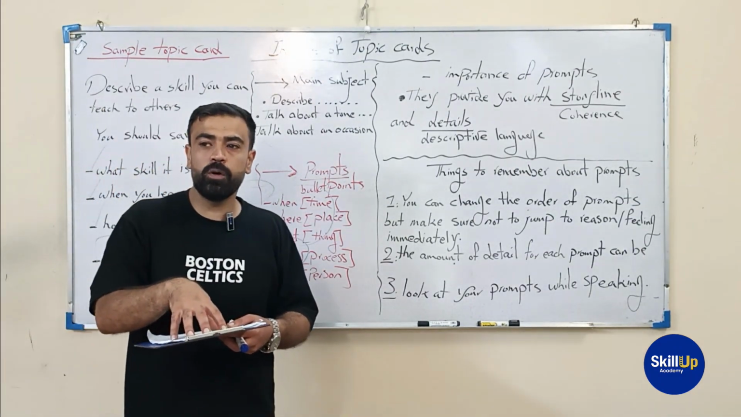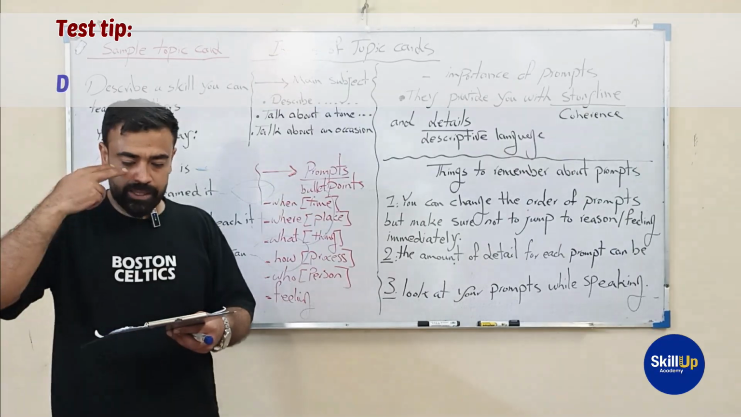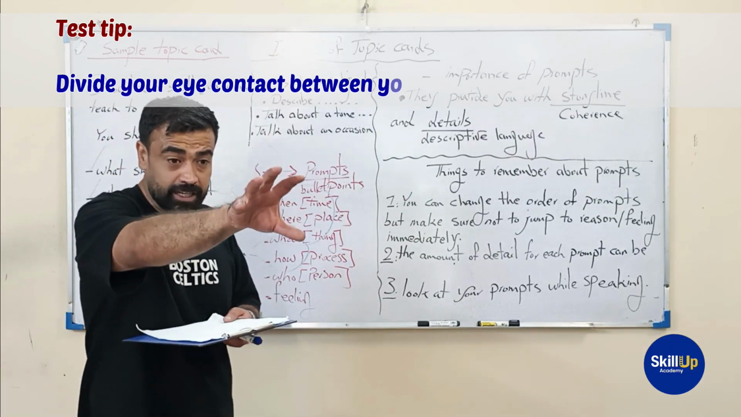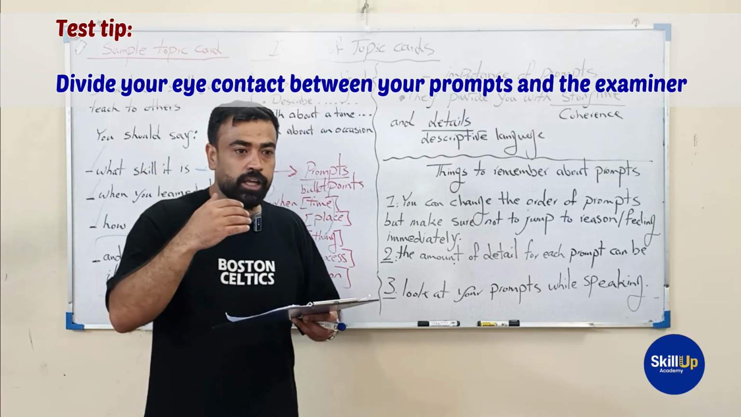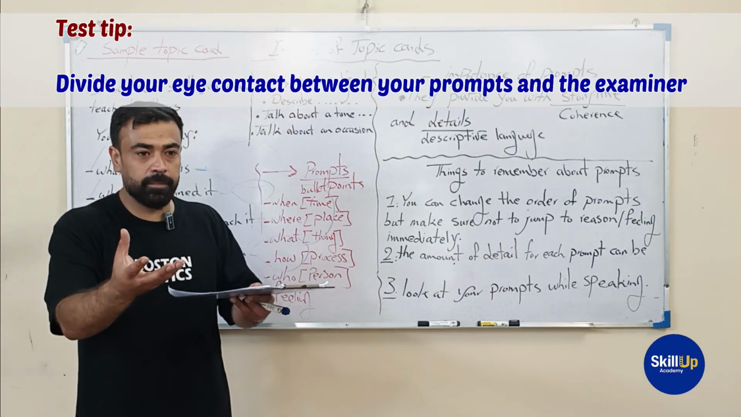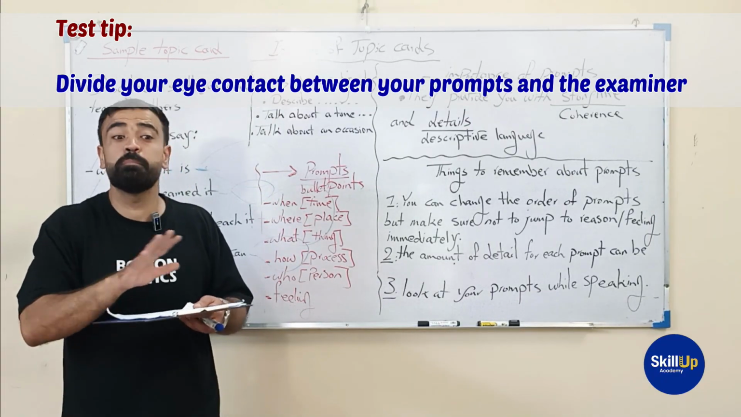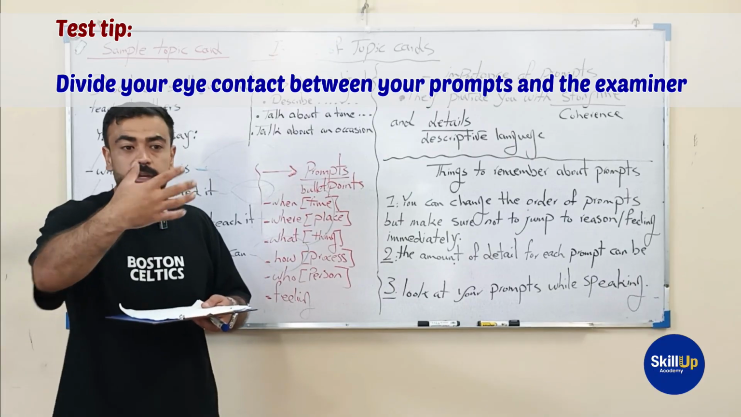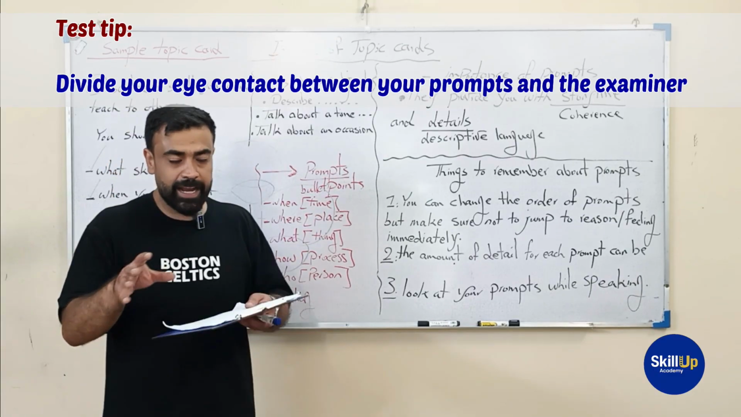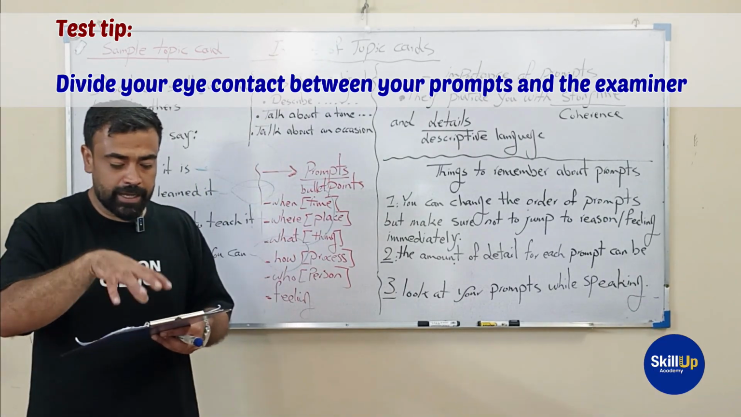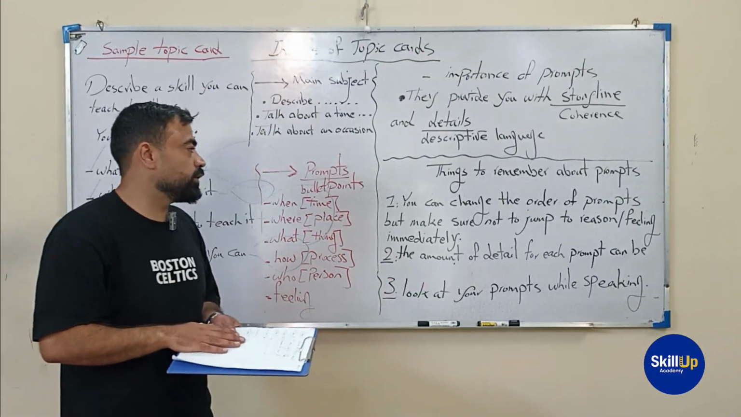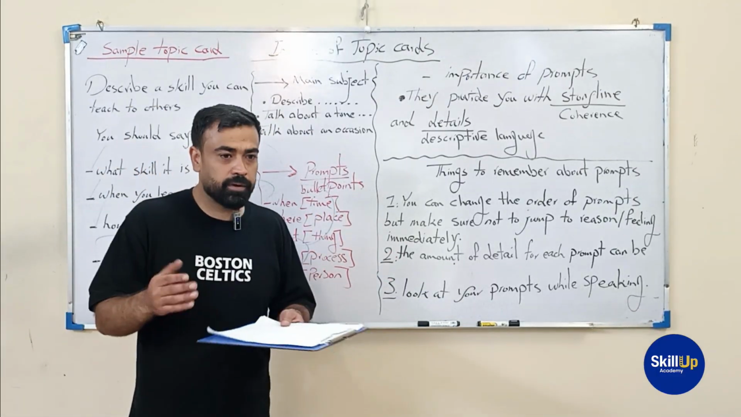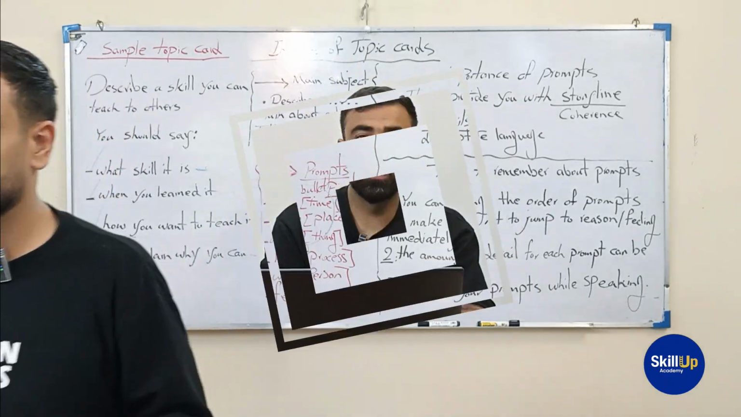And most of the time, I suggest to students divide their eye contact between the examiner and the prompts. When you divide them, on the one hand, you can give the signal to the examiner that what you're saying is not memorized, you have good communication skills. And on the other hand, it allows you to stay on the track. So these three things are important to be remembered, okay? So we are going to have a practice together. Let's get started.